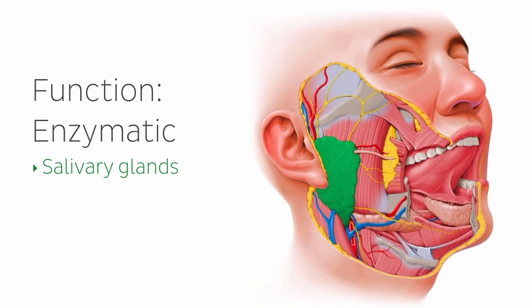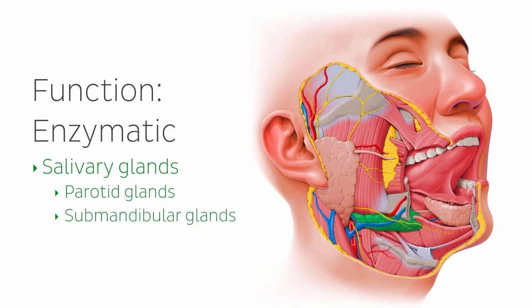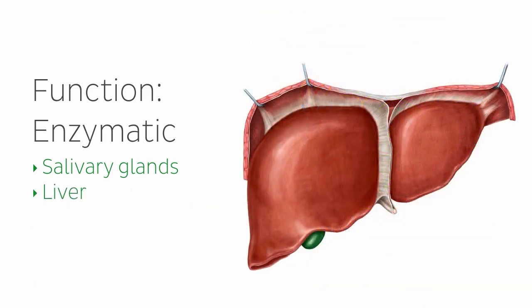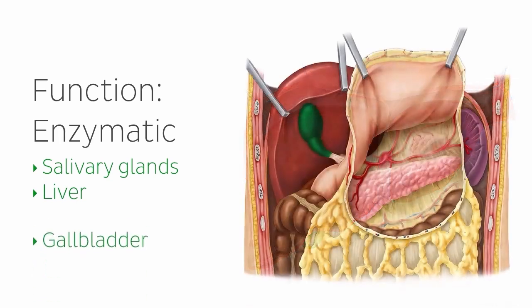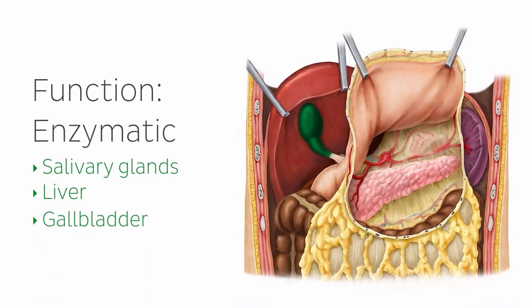There are 3 types of salivary glands: the parotid glands, the submandibular glands, and the sublingual glands. In addition to the salivary glands, the liver also releases several enzymes as it processes nutrients absorbed into the blood from the food bolus. The liver also stores nutrients and filters the blood, as well as produces bile that is stored in the gallbladder, another accessory organ of the alimentary canal.